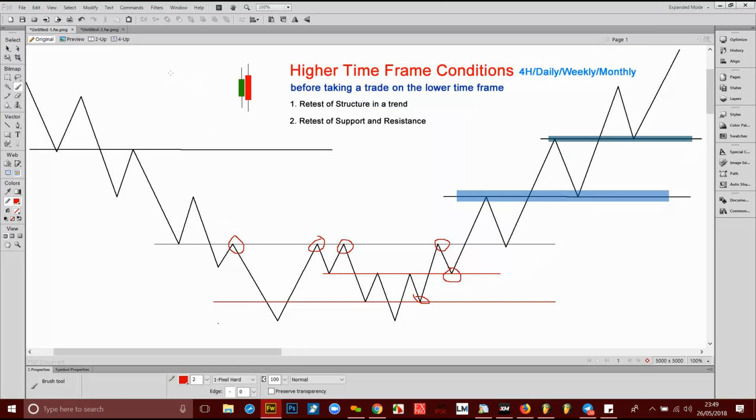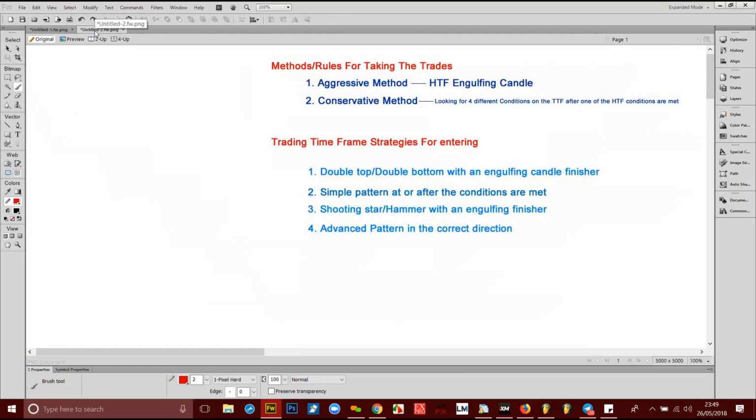So the next thing, after I've identified the first two conditions, there are actually three conditions, but the third one is the breakout condition, and I don't want to touch on that today. Let me just touch on these two. So after that, I go to my smaller time frame. So I need to find out.